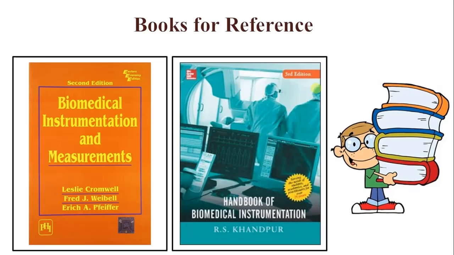The books that you can refer for this unit are Biomedical Instrumentation and Measurements by author Cromwell, which is of PHI publication, and the other book you can refer is Handbook of Biomedical Instrumentation by author R.S. Khanpur, which is of Tata McGraw-Hill. These two books you can refer for this particular unit number 1, Introduction to Biomedical System. Let's start discussing on this unit.